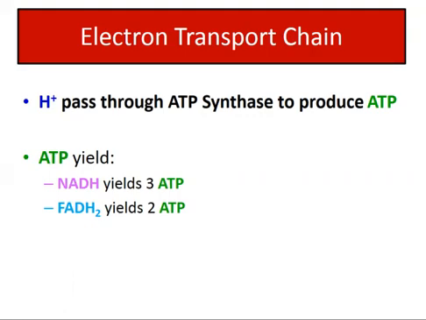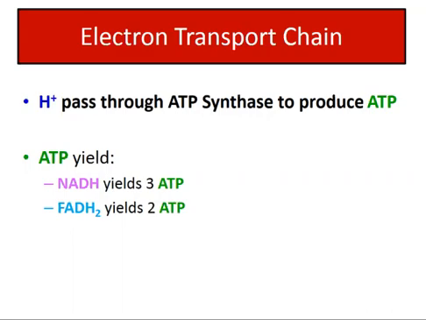So it's also important to remember that we need reducing equivalents, NADH and FADH2, because we need electrons being transferred to the electron transport chain. So we also need oxygen to remove those electrons so the electron transport chain can accept more electrons. So for each NADH molecule, we end up with 3 ATP, and for each FADH2 molecule, we end up with 2 ATPs.